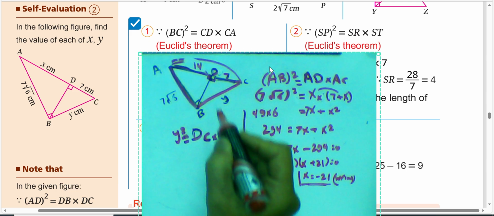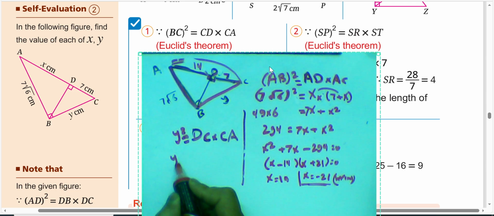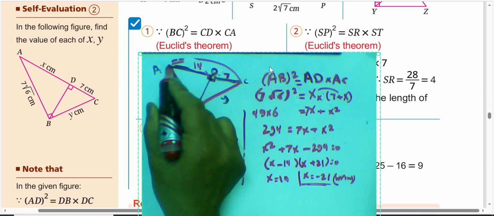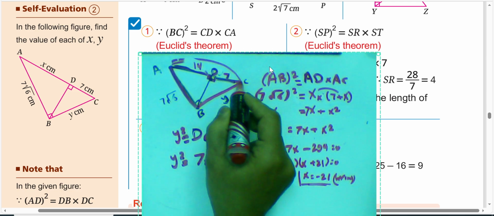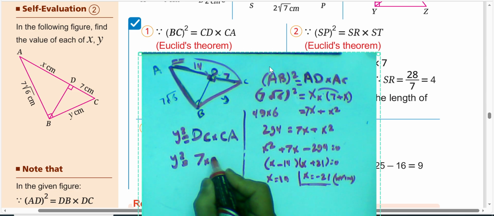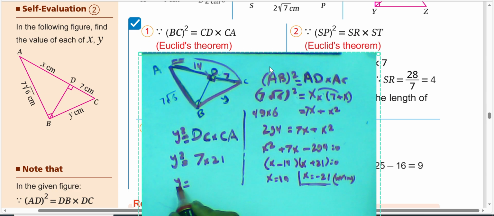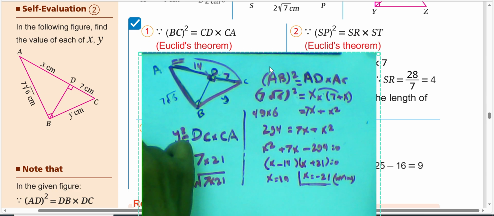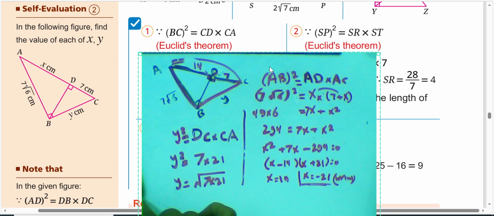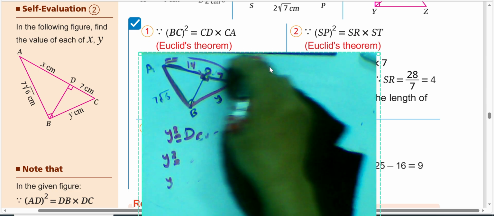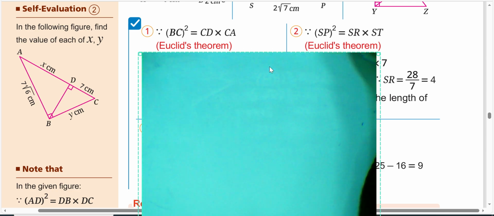product by the hypotenuse CA. Then y power 2 equal DC 7 product by CA, 7 plus 14 is 21. Okay, and y equals square root of 7 times 21. The result will be 7 root 3 centimeter. Then the value of the length of y is 7 root 3. Okay, understood? Okay, next question.